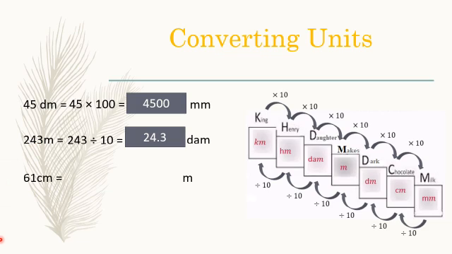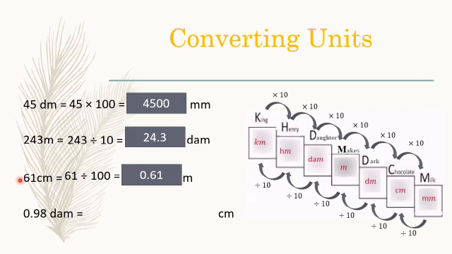61 centimeter is equal to what in meter? Centimeter is here. I'm going to reach meter. I move 2 steps upward. So I divide 61 by 100. 61 is 61.0. I move the decimal point 2 steps to the left. So the answer is equal to 0.61 meter.